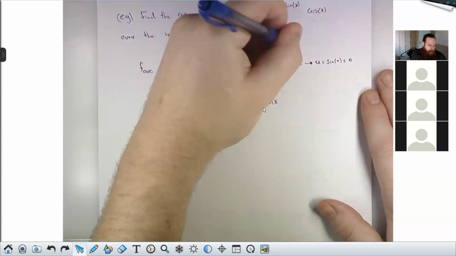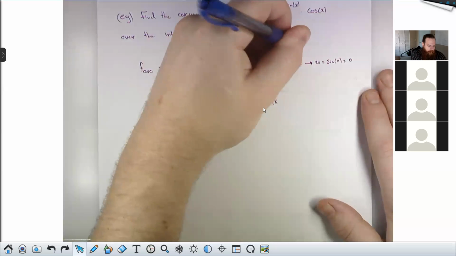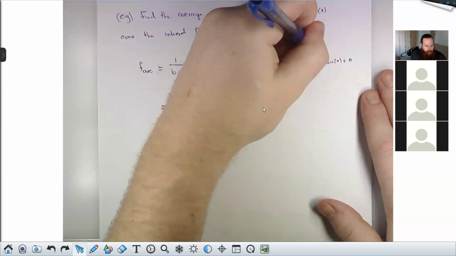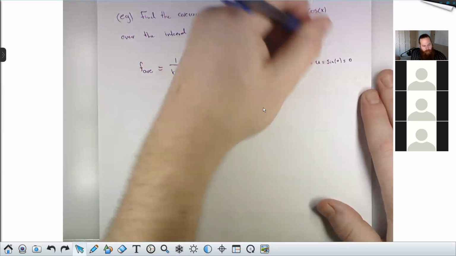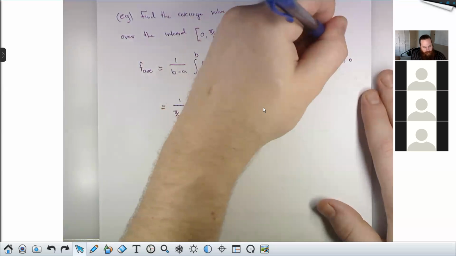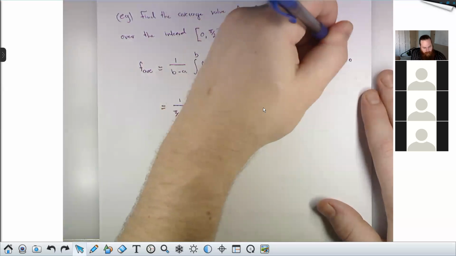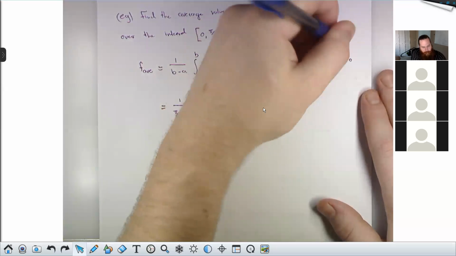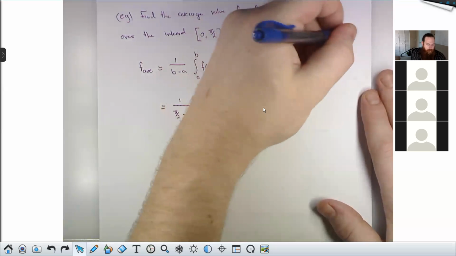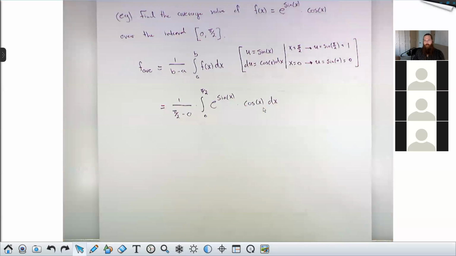My old upper bound was pi over 2. So when x equals pi over 2, what is u? Well, u is the sine of x, so it'll be the sine of pi over 2, and the sine of pi over 2 is 1. So my new upper bound is 1.